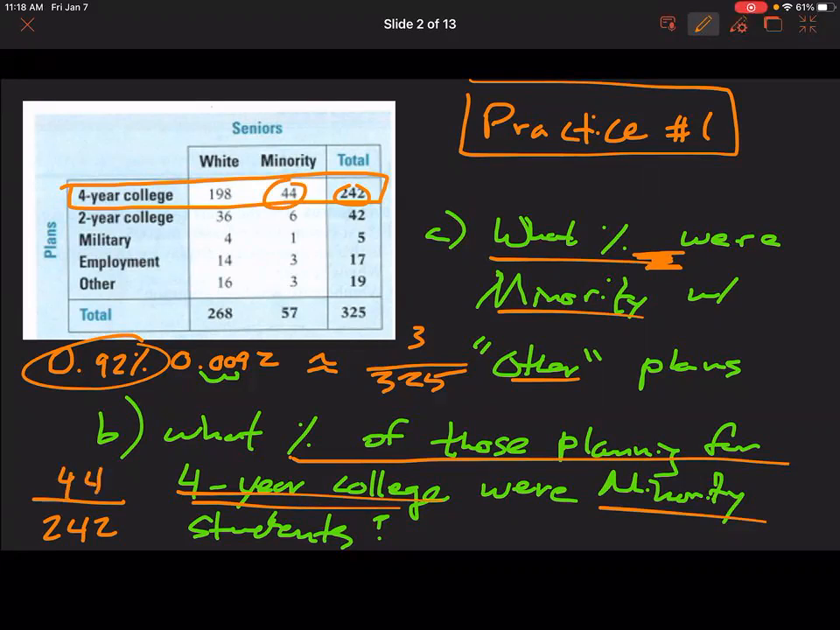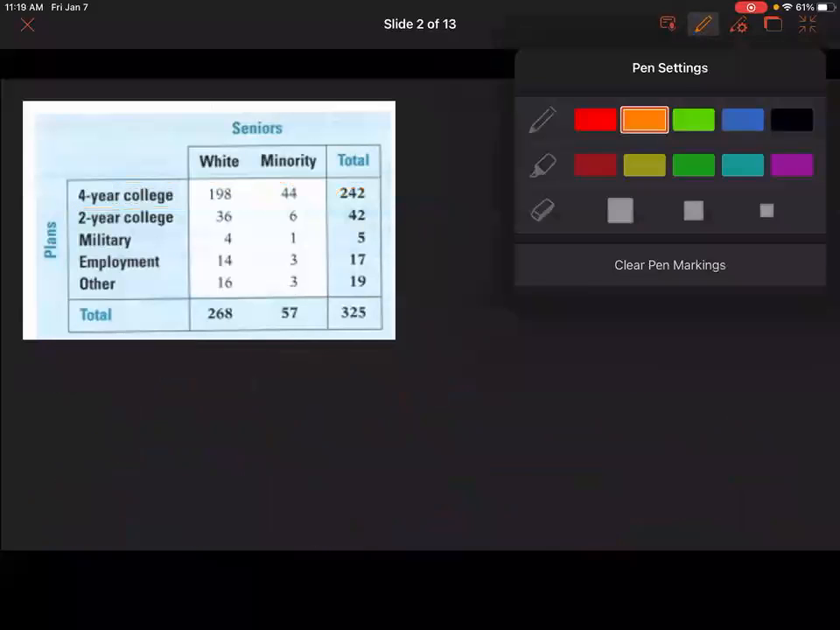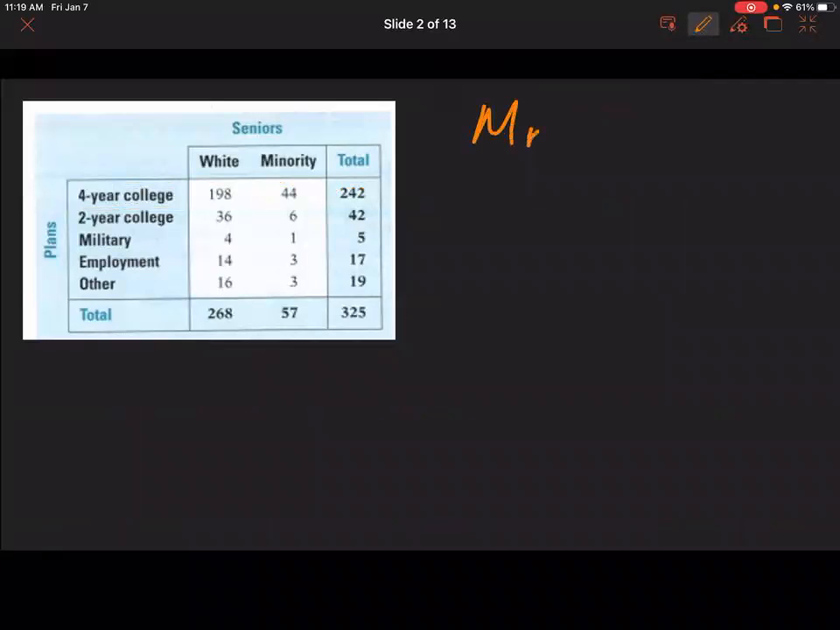44 divided by 242, I'm gonna plug that in. And that gives approximately 0.1818. Move the decimal 2 times, 1, 2, and we get 18.18%. So that's a review of percentages. Now let's look at this thing we talked about, this new thing for today. It's called marginal distribution.